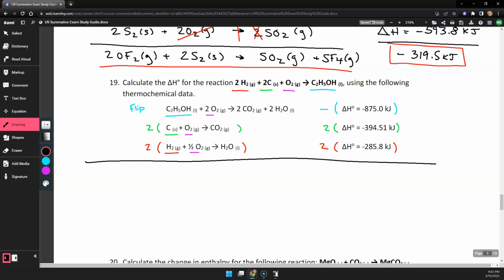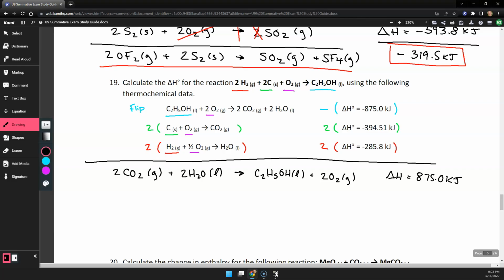Okay, so we flip the first one, so it's going to be 2CO2 gas plus 2H2O liquid. Then we'll have C2H5OH plus 2O2 gas. And we flip the sign. So it's just going to be 875 kilojoules.